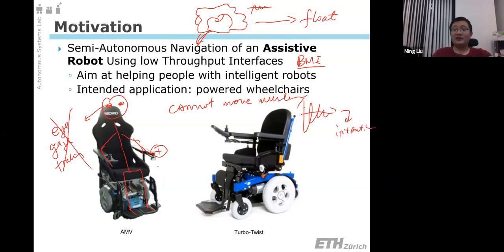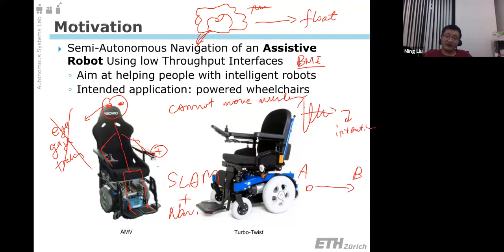But this problem can be simplified with a proper application background. It can be assisted with the navigation technology of mobile robots, for example SLAM and point-to-point navigation. So if the vehicle can move automatically from point A to point B by itself, the robot can do this already.